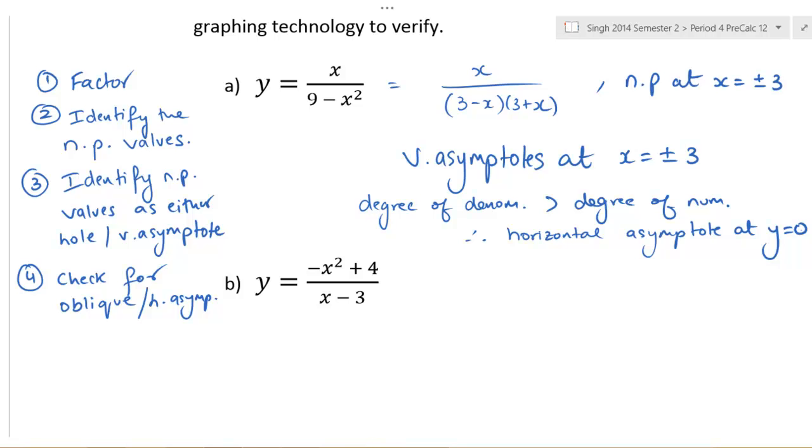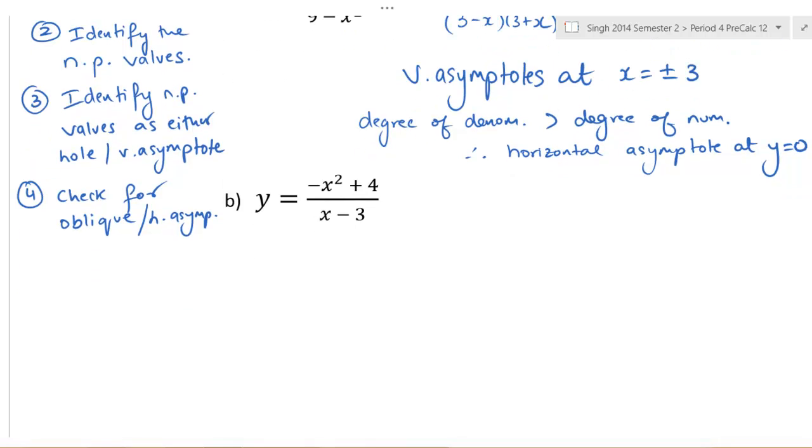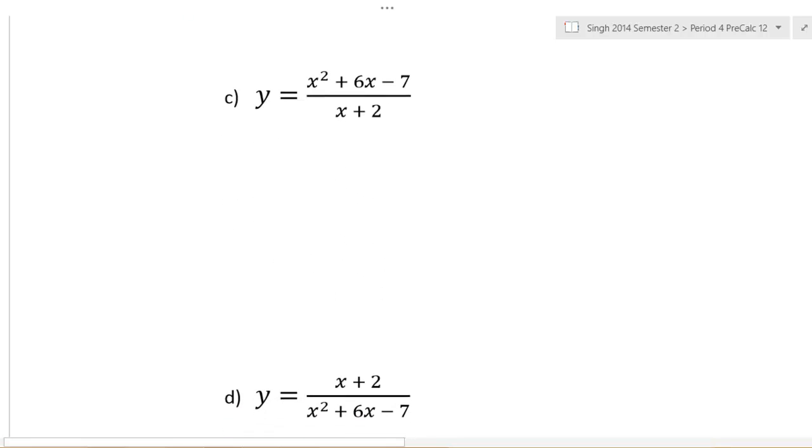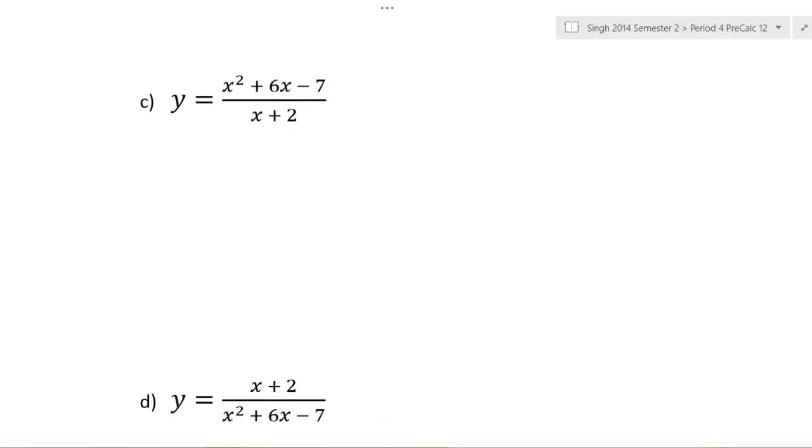Let's try one more example here. Actually, I'll leave that one for you to try. Let's jump to part C here. Okay, again we're going to look at our steps. Our step 1 says we're going to factor that. So step 1 is factor, so let's factor that.